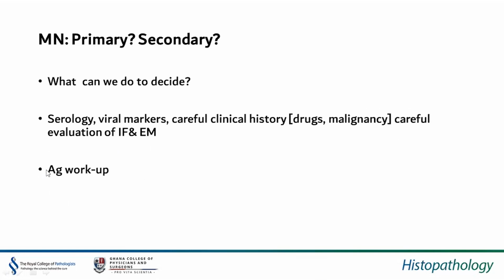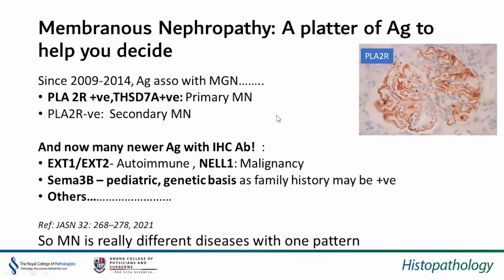And then you have the antigen workup, which is what is done these days. You will have a variety of antigens, a platter of antigens to help you decide whether this is a primary membranous or a secondary membranous glomerulonephritis. Then it is useful to do this as a single test. It possibly avoids the exhaustive workup that you may need to perform to distinguish between primary and secondary membranous glomerulonephritis. So since between 2009 to 2014, several antigens have been detected to be associated with membranous, and new antigens keep getting added to the list.